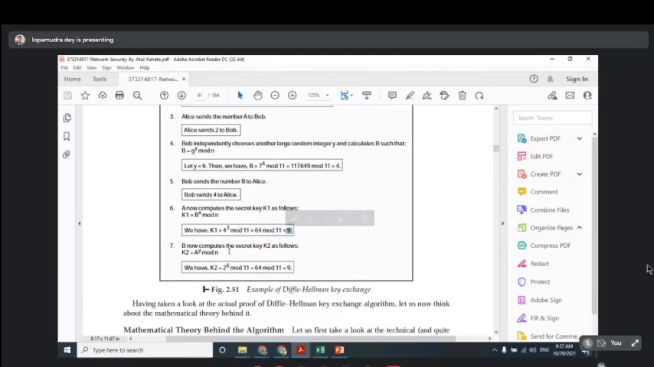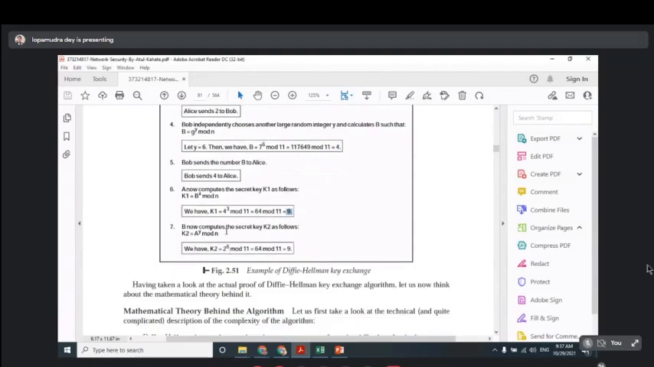And what will Bob calculate? Bob will calculate the secret key k2. How will k2 be calculated? The formula Bob calculated before was g to the power y mod n; now he will calculate A to the power y mod n. That is 2 to the power 6 mod 11, that is 64 mod 11, which is equal to 9. That means the secret key, 9, is now present with both Bob and Alice.